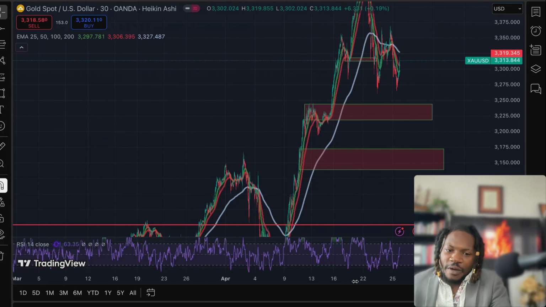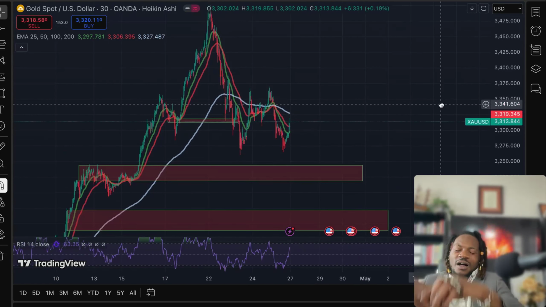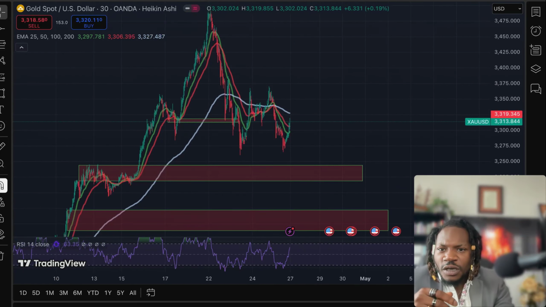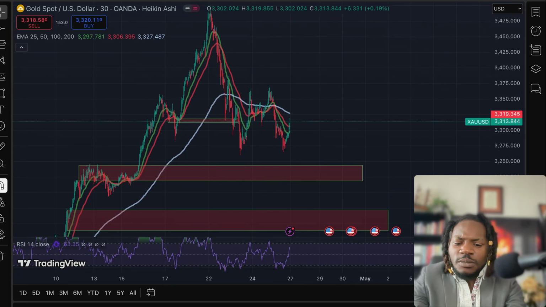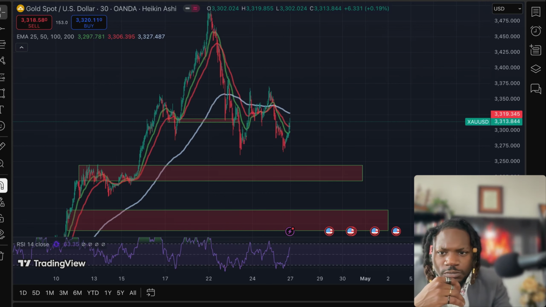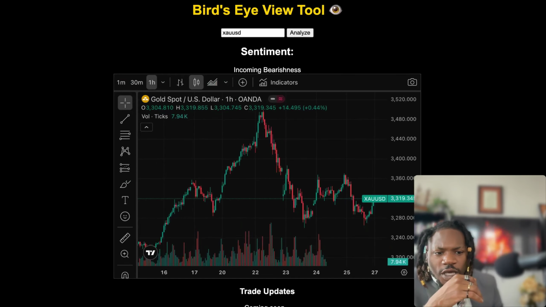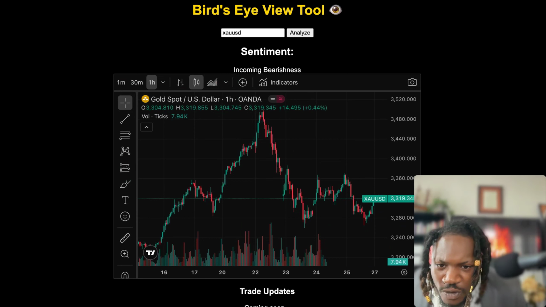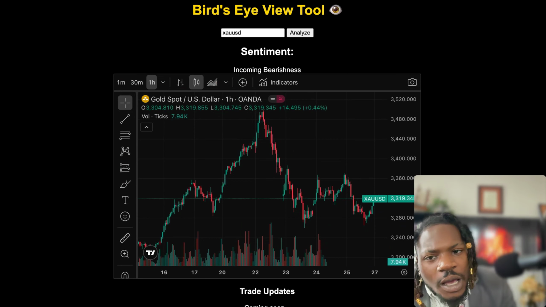But yeah, we have a really, really bearish-looking chart, and I'm sure if we go to our bird's eye tool, it's going to tell us the same thing. XAU USD. Let's see. Yep. Let's share this tab instead, and we have gold saying incoming bearishness.